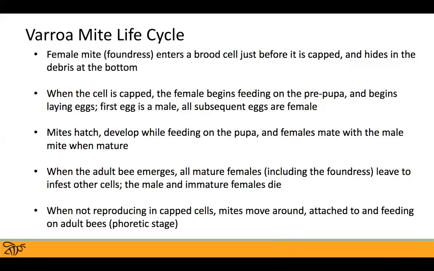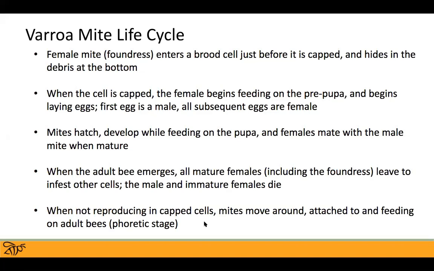All right, so how does the Varroa mite life cycle work? How do the Varroa mites develop and reproduce? It's really important to remember that Varroa mites reproduce exclusively under capped brood. So to start this process off, a female mite will enter a brood cell just before it gets capped over by the worker bees. And she'll hide at the bottom of the cell so the worker bees don't notice that she is there and remove her. And it's just a little note that we often refer to these reproductive females as the foundress.